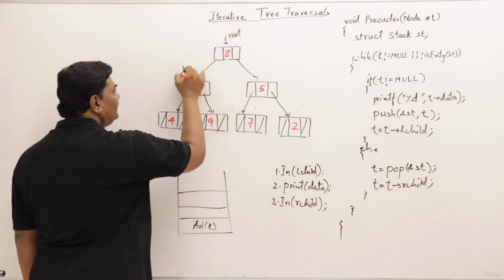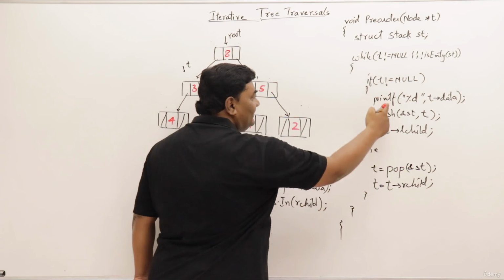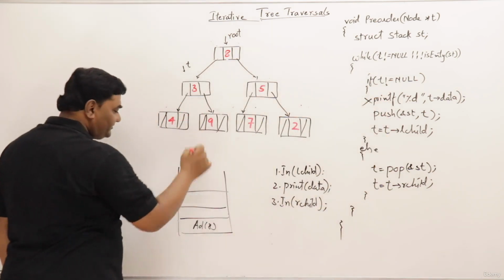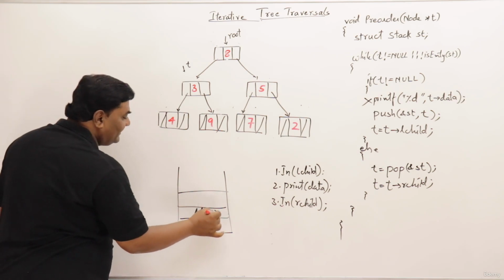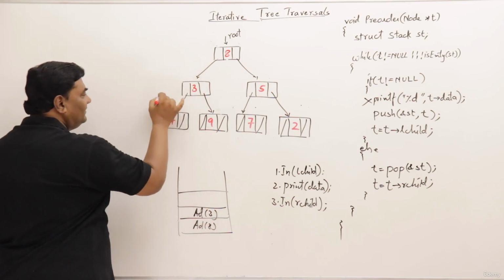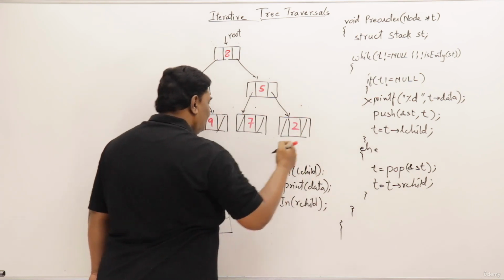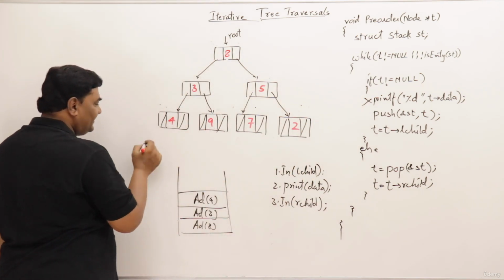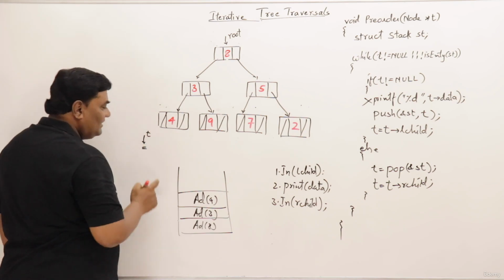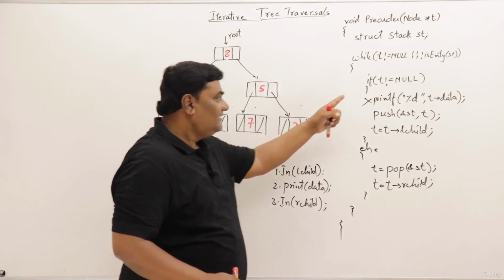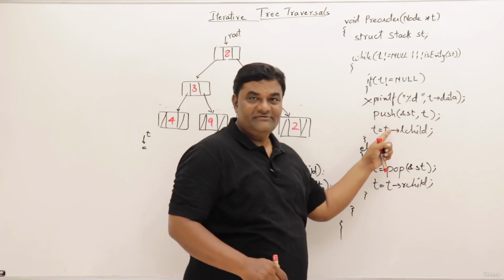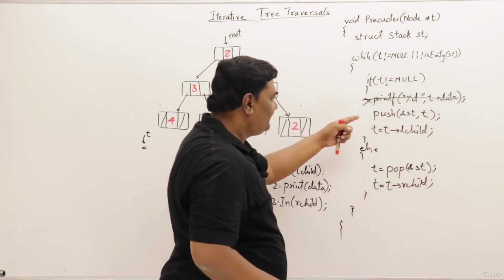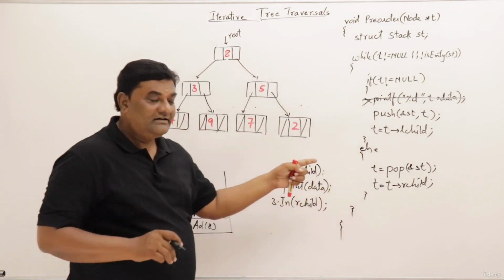Then again T is not null, so we will not print. This step will not be performed. Push and go to the left child. Push the address of 3 and move to the left child. Then this is not null again, so push the address of this 4 into the stack and go to the left child. Now this is null. If it is not null, we perform these steps, but we were not performing this printf. We were performing two steps. Now it is null, so the else part.